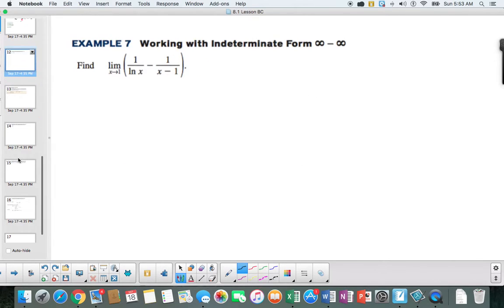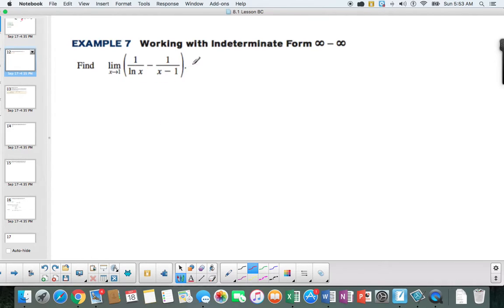Okay, working with this indeterminate form, which is infinity minus infinity. So as x gets closer and closer to 1, this denominator here gets close to 0, which makes the whole fraction get large. As x gets closer and closer to 1, this denominator gets close to 0, which makes the whole fraction get close to infinity.